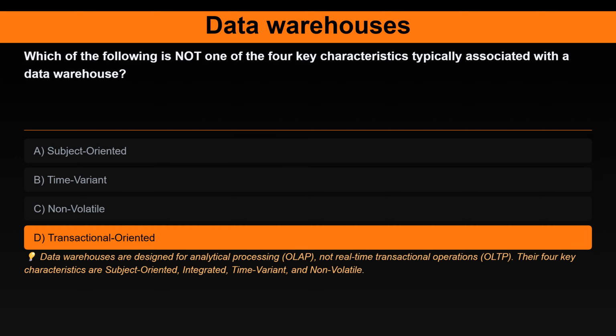Here's the explanation. Data warehouses are designed for analytical processing, OLAP, not real-time transactional operations, OLTP. Their 4 key characteristics are subject-oriented, integrated, time-variant, and non-volatile.